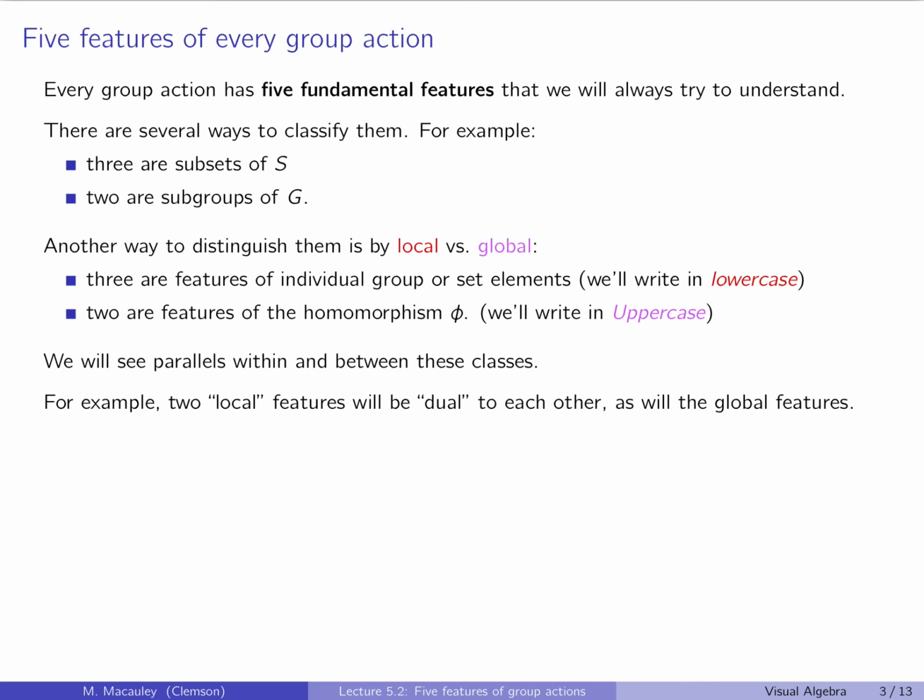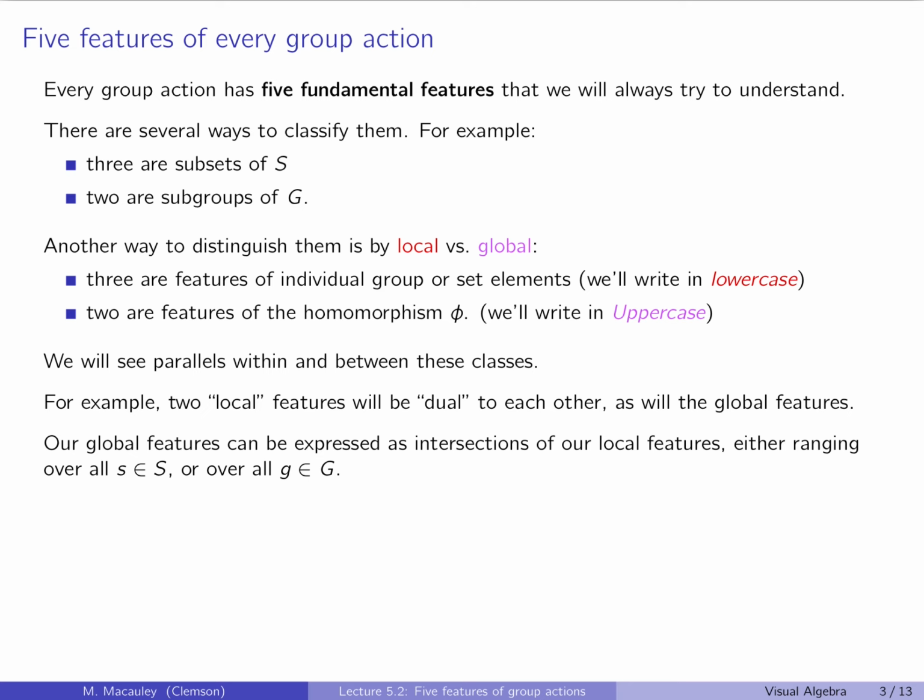For example, two local features will be dual to each other, as will the global features. Our global features can be expressed as intersections of our local features, either ranging over all set elements or over all group elements, depending on the definition. We'll start by exploring the three local features first.